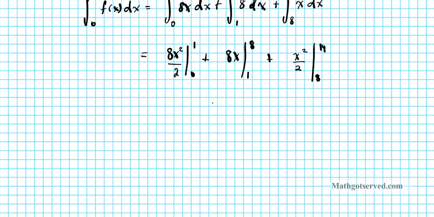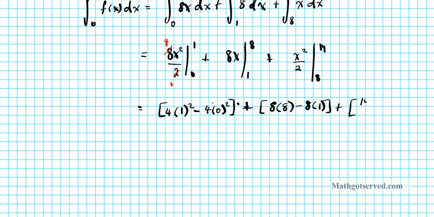Okay? All right, let's evaluate each and every one of these one by one. This can be reduced because 2 goes here once and 2 goes here 4 times. So we're going to have 4 times 1 squared minus 4 times 0 squared for the first one, plus, and then applying FTC part 1 on this one, we're going to have 8 times 8 minus 8 times 1. And then for the last one, we're going to have 14 squared over 2 minus 8 squared over 2.